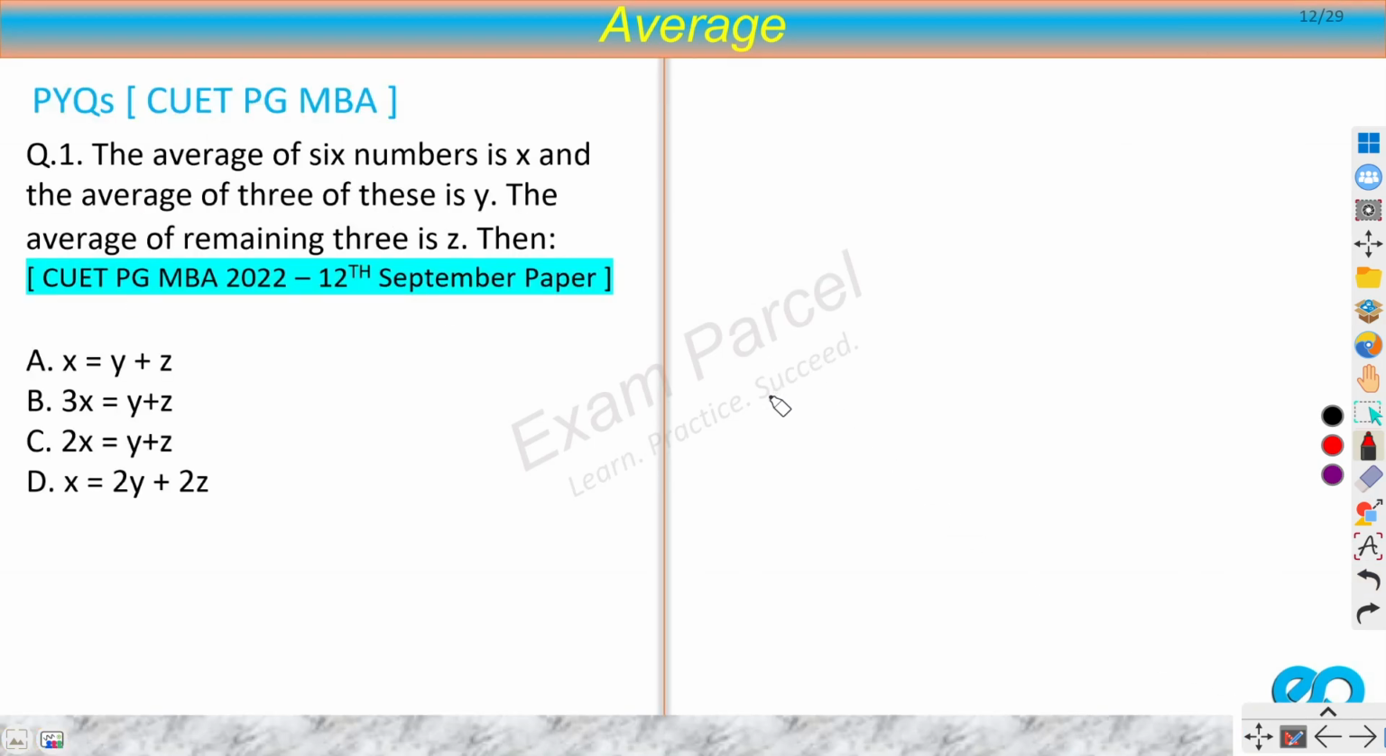Okay, so the first question. This is from the CUET PG MBA 2022 12 September paper. Very rudimentary question, very easy one. The question says the average of 6 numbers is x and the average of 3 of these is y. The average of the remaining 3 is z. Then what is the relation between x, y and z? So there are a total of 6 numbers and the average of this is x. Out of these, 3 numbers have average y and the remaining 3 have average z. So we have to formulate an equation here.